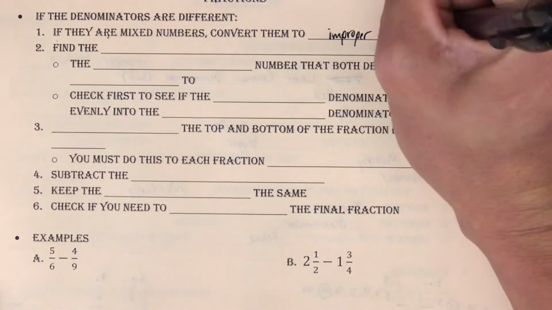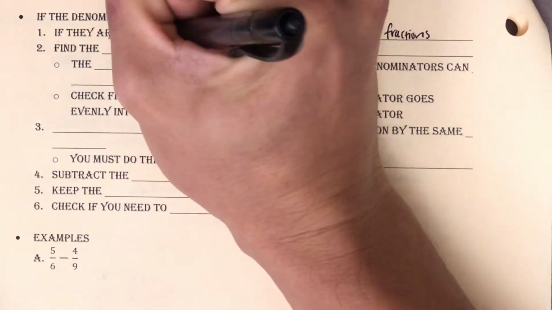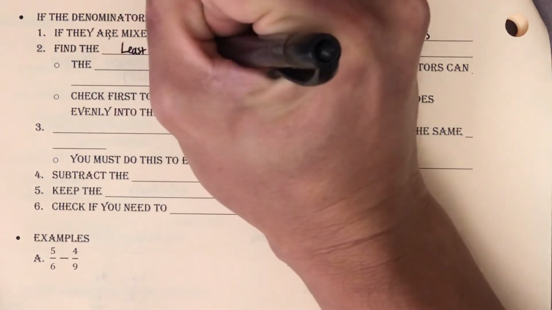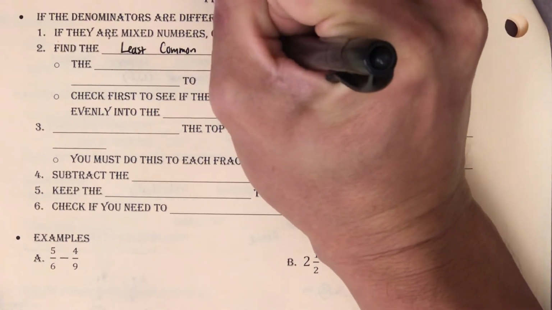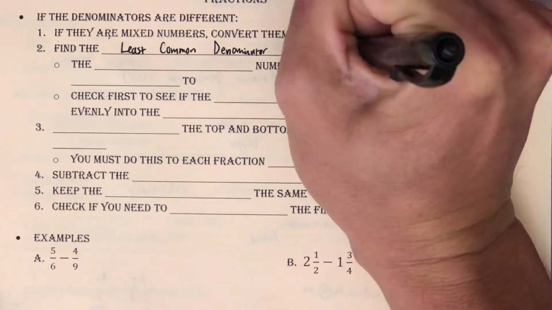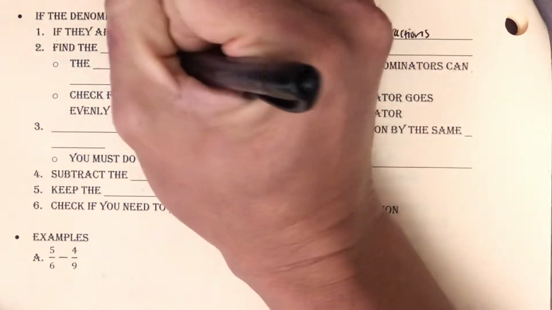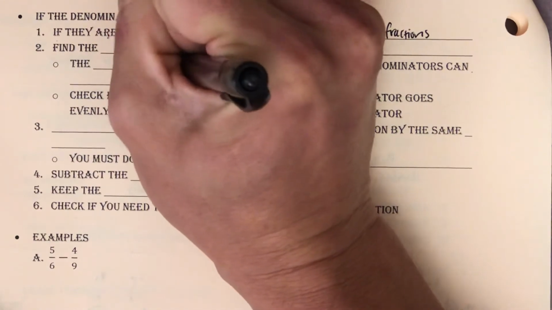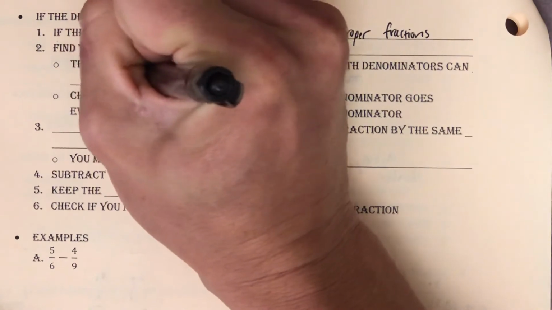Just a little bit easier to work with, less chance for error. Then we're going to find the least common denominator. I think on the last one I accidentally said largest first, but what we want is the least common denominator, also abbreviated as LCD. You'll see that at different times. Some things we need to keep in mind is this is the smallest number that both denominators can multiply to.